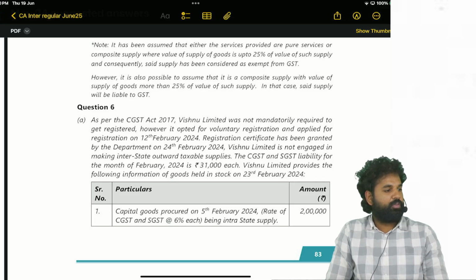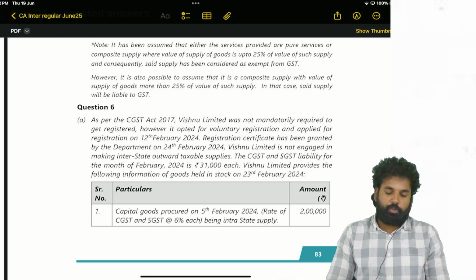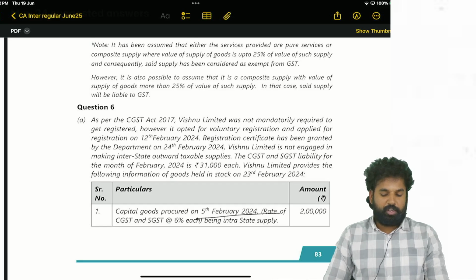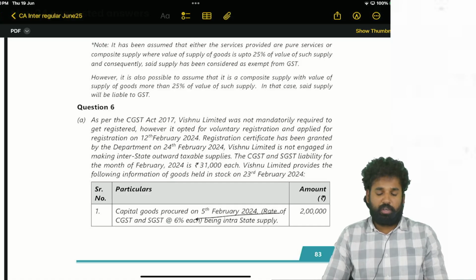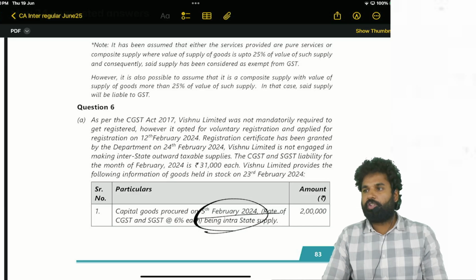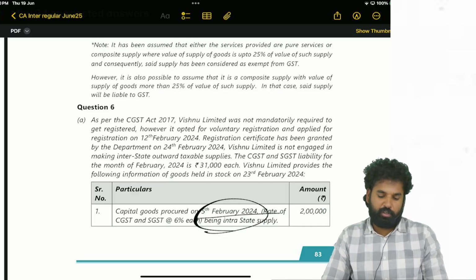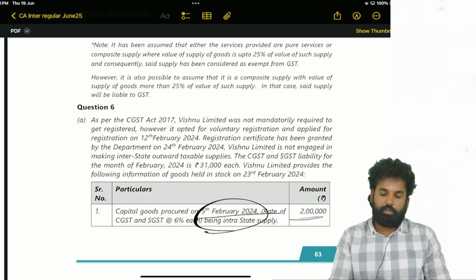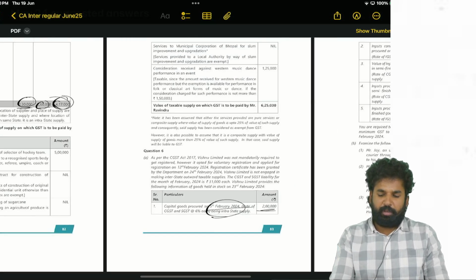Vishnu Limited provides the following information. Capital goods procured on 5th February 24. Rate CGST, SGST at 6% each. Why the capital goods? That too, before registration they are giving. Capital goods information before registration they are giving. So rate of CGST, SGST is 12%.